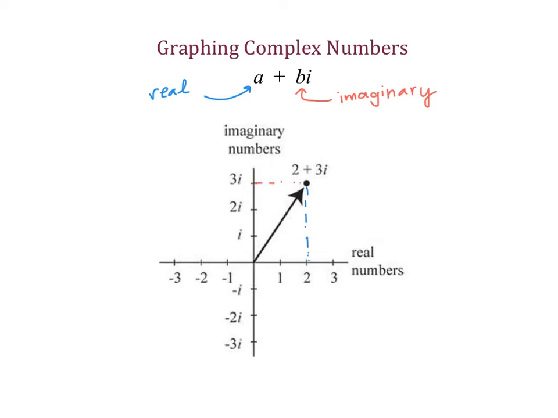So another example, maybe if we wanted to graph -2 minus i, again we go -2 on the real axis, -i on the imaginary axis, and our coordinate would be right here. Okay, so it's very similar to graphing on a rectangular Cartesian axis, except again this represents the real portion and this represents the imaginary portion.